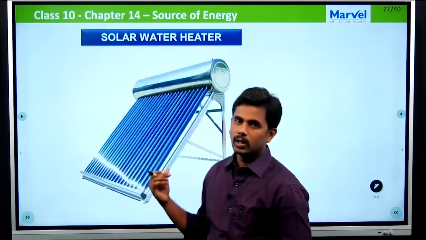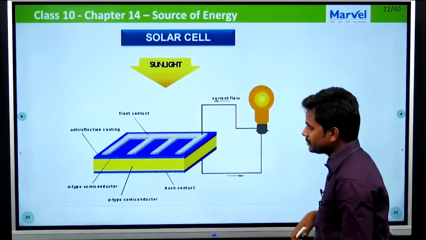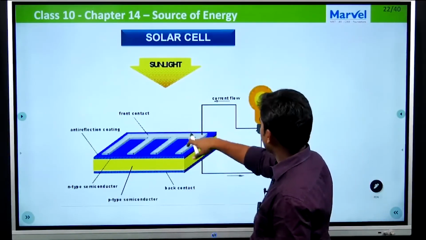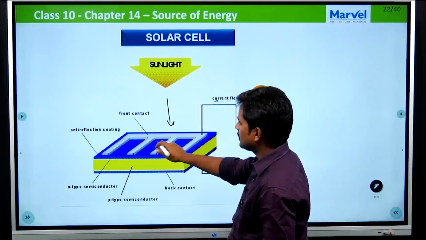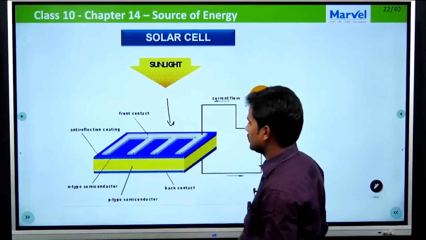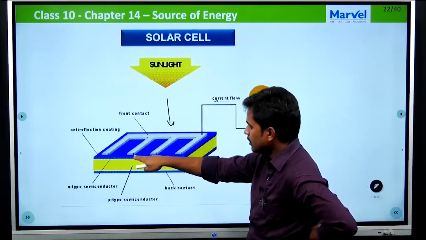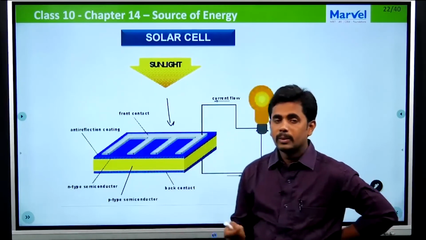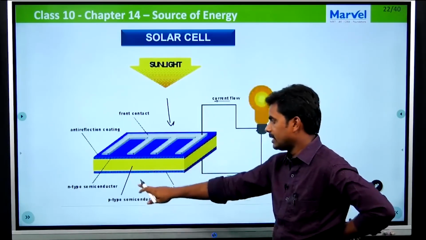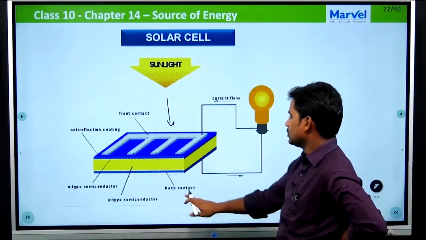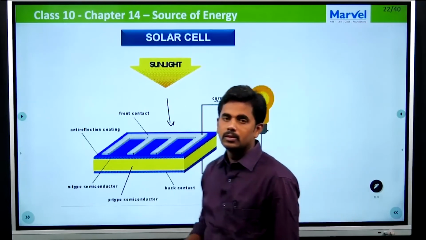Okay, you just see here the solar cooker and all these things, and the solar cell setting. If you see the solar cell setting, sunlight will fall straight away. This is the front contact and the anti-reflecting coating. Here they have placed semiconductors, maybe silicon, germanium, whatever material they have taken. Here are the N-type semiconductor and the P-type semiconductor. This is the back contact, from where they will give the output.